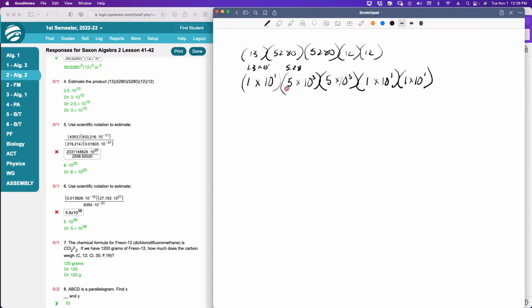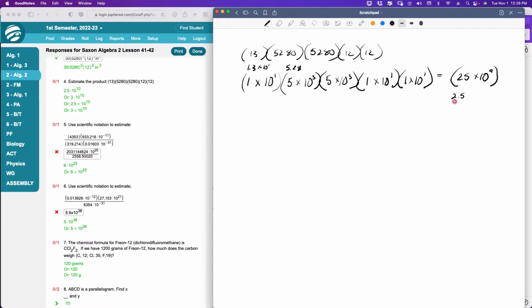1 times 5 is 5. 5 times 5 is 25. 25 times 1 is 25, and 25 times 1 is 25. So our answer is going to be 25 times 10, and now we just add the exponents. 1 and 3, that's 4, plus 3 is 7, plus 1 is 8, plus 1 is 9. Well, guess what? That's 2 places. We only want 1.